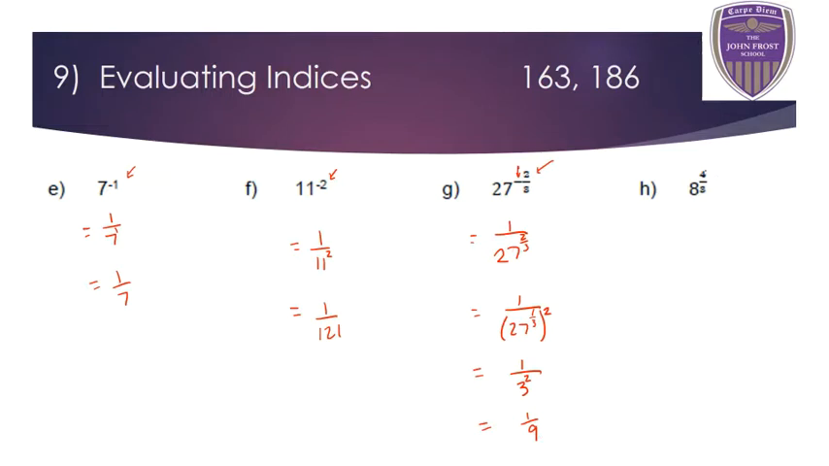And then the final one, we've got a 4 here on the numerator. It's not negative. So the first thing I'm going to do is I'm going to rewrite it as 8 to the power of the third. And then I'm going to give that answer to the power of 4. So the cube root of 8 is 2. 2 times 2 times 2 gives me 8. And I'm going to work out 2 to the power of 4. So 2 times 2 times 2 times 2, and it gives me a final answer equal to 16.